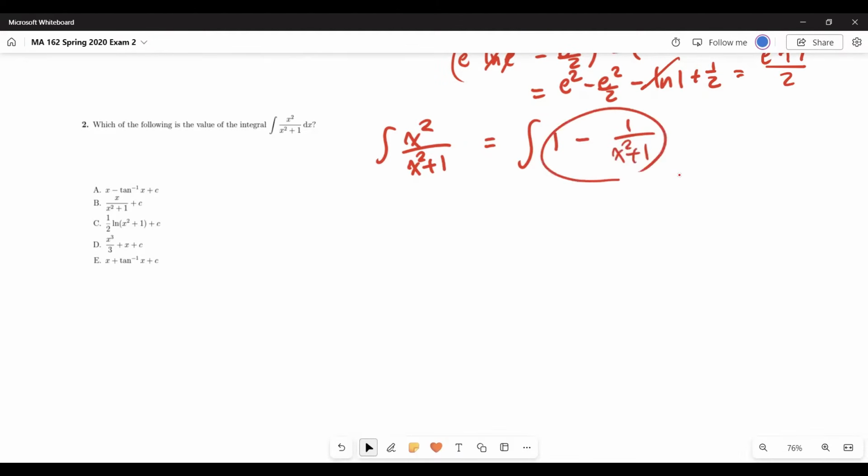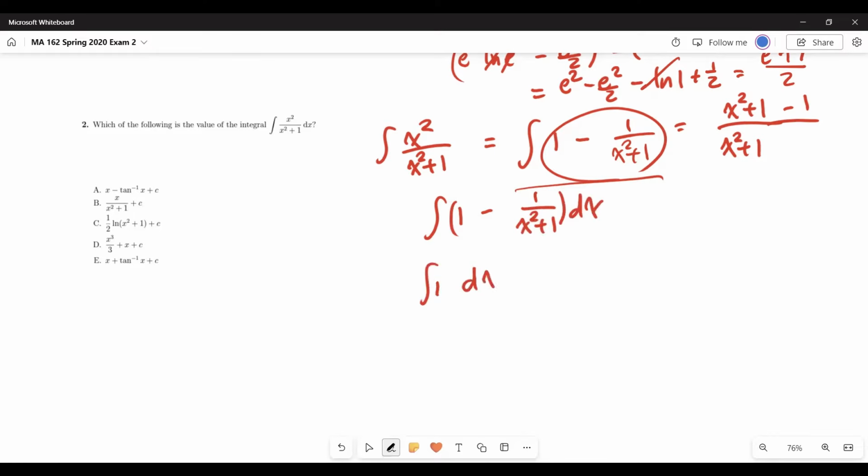If you do this side, this is just the same as x squared plus 1, minus 1, over x squared plus 1, which is the same as x squared over x squared plus 1. We are changing into this form in order to make it easy to compute. So the integral of 1 minus 1 over x squared plus 1 dx. So the integral of 1 dx minus the integral of 1 over x squared plus 1 dx. This is just x, right? And if you remember, the integral of 1 over x squared plus 1 is tangent inverse x.